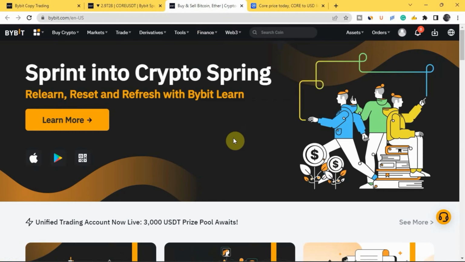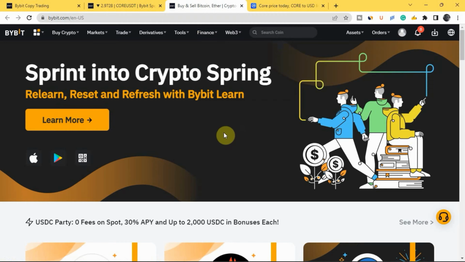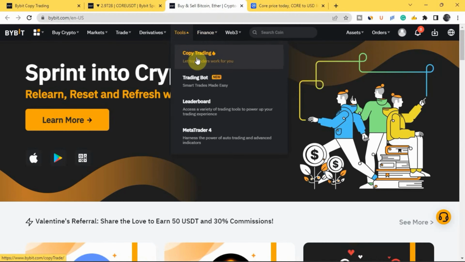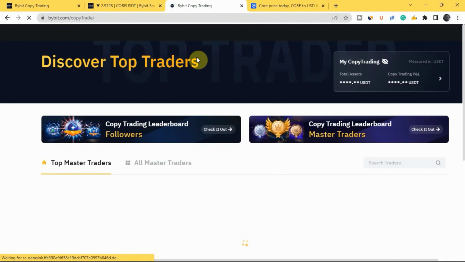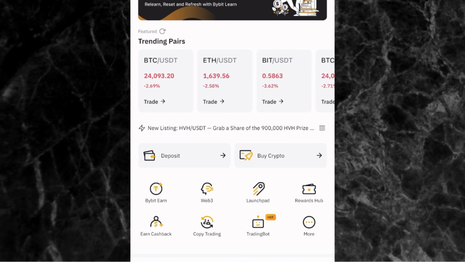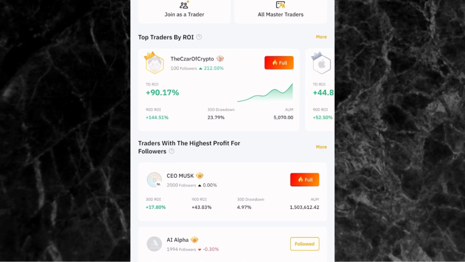As you can see on the screen, I'm on the BYBIT homepage. To get to the copy trading page, you need to come to where you have tools right here and tap on copy trading. Once you tap on it, it will take you to the copy trading page on BYBIT. But if you are using your phone, you come to the home page on your app and you see where the arrow is pointing to where you have copy trading. Once you tap on it, it will take you to the copy trading page on your app.